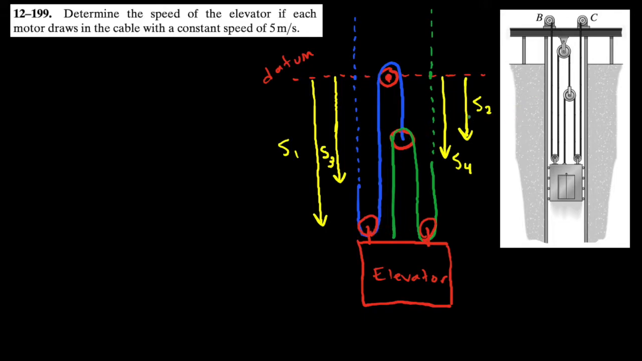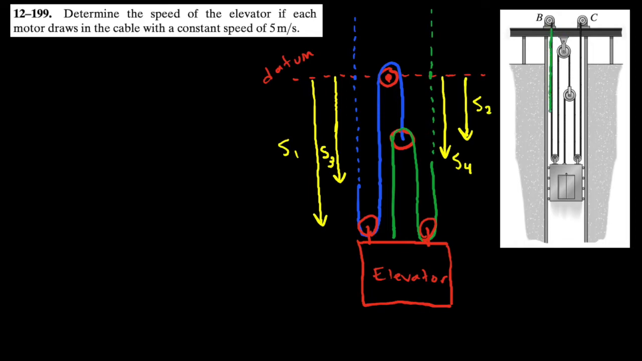Moving on, we have S2. That is the distance between the datum and this pulley system, the part of the pulley system at this location. And then we have S3, which is the distance between the datum and a random point on the blue cable. Notice that we have two cables. This first one, which I'm tracing right now, is cable number 1. And then we have another cable. Let me trace that better.